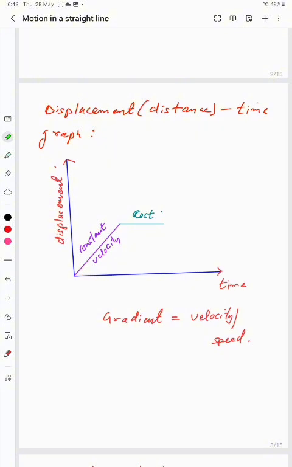Displacement or distance time graph. In this graph, distance or displacement is on the y-axis and time is on the x-axis. If you have a straight line like this purple line, then this shows constant velocity. And if you find the gradient of this line, you will get the velocity of the object. A horizontal line is rest, like time is passing on, but no distance is traveled. So the object is at rest.